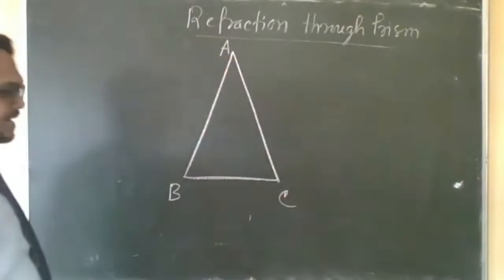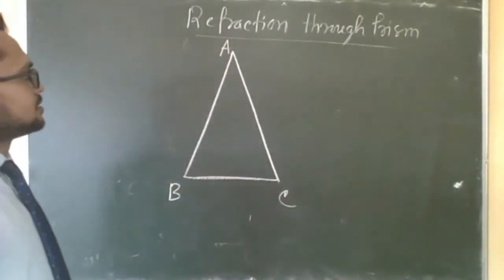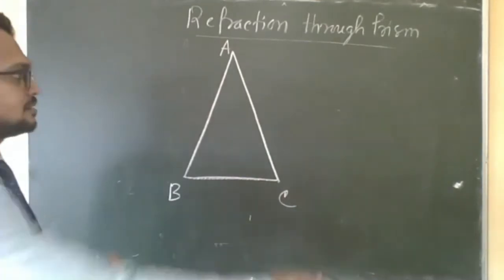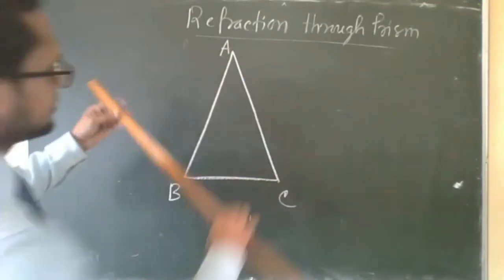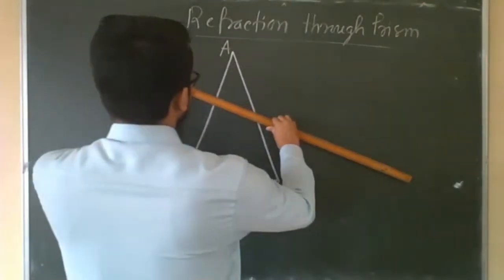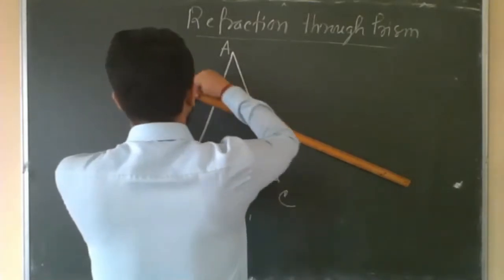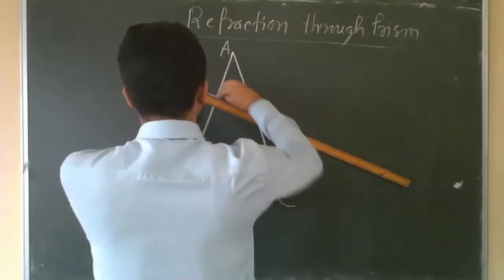Isosceles. One is equilateral, another is isosceles. And when three sides are different, then? Three sides equal means equilateral. No, three sides are different. Scalene triangle. Yes.